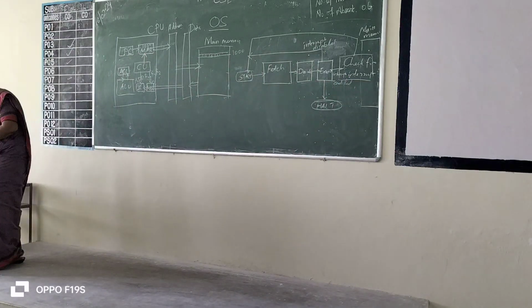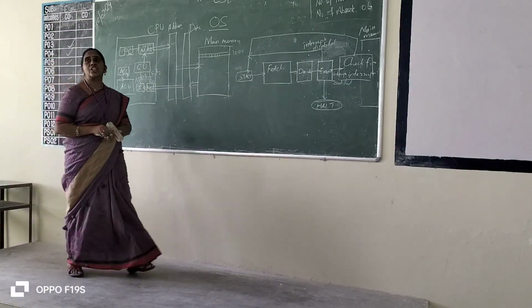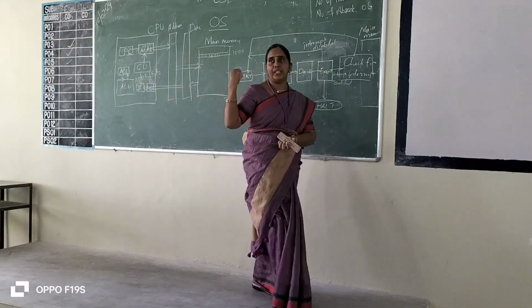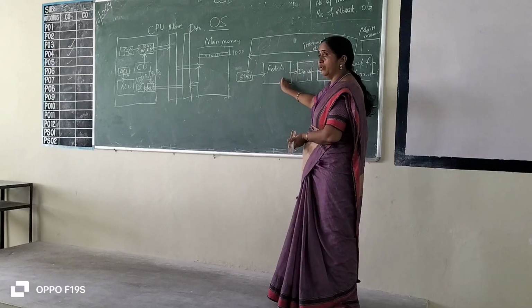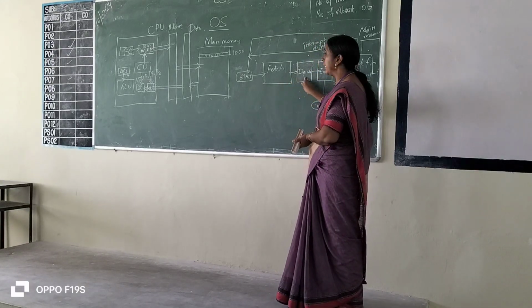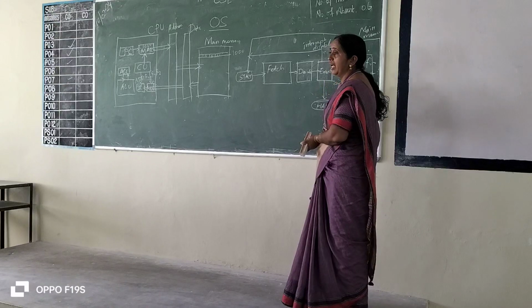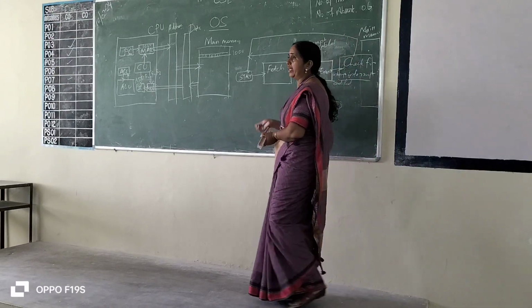Okay, this is the instruction execution operation with 4 cycles: fetch, decode, execute, and interrupt. Check for interrupt.